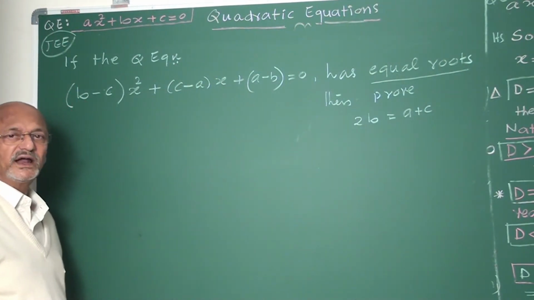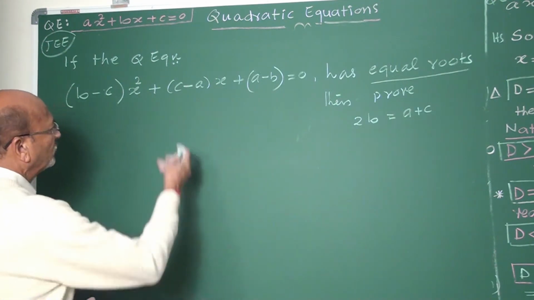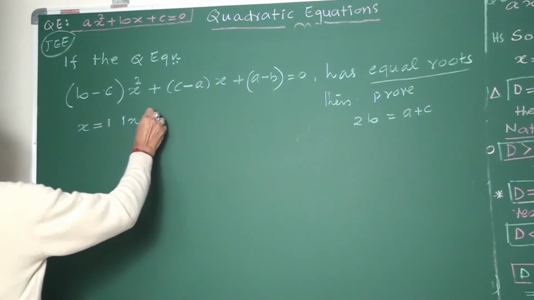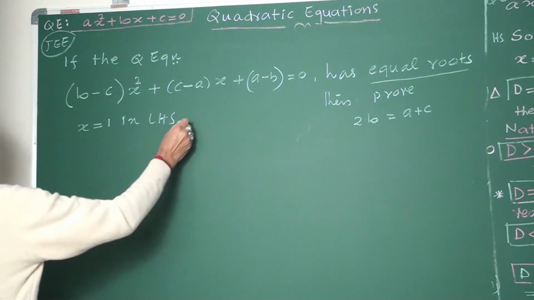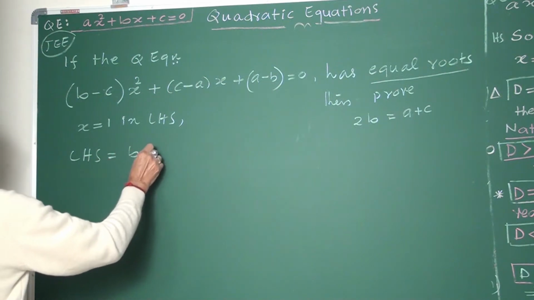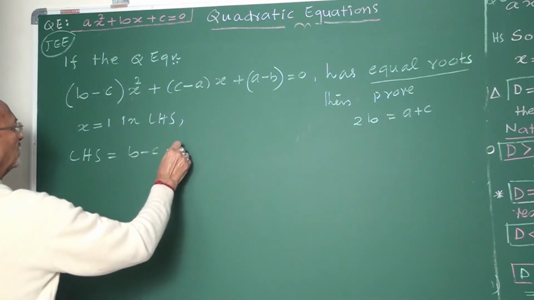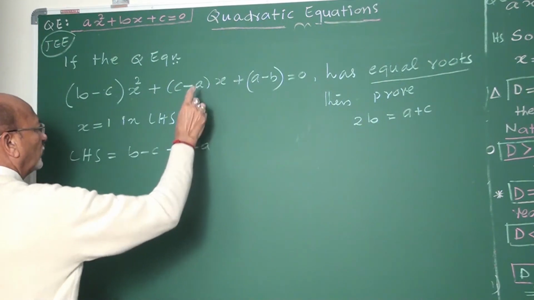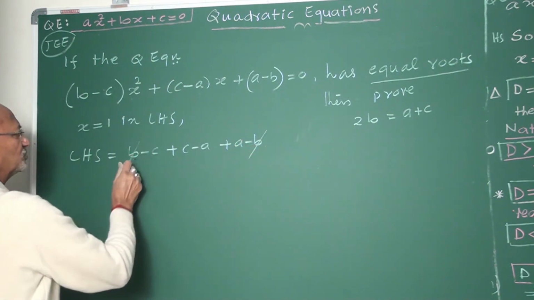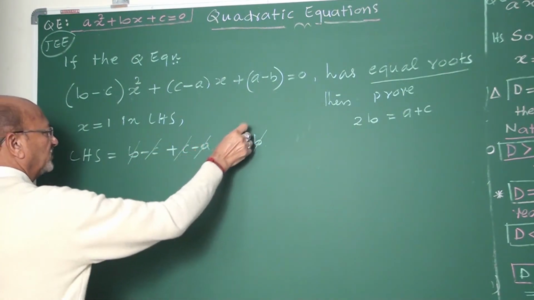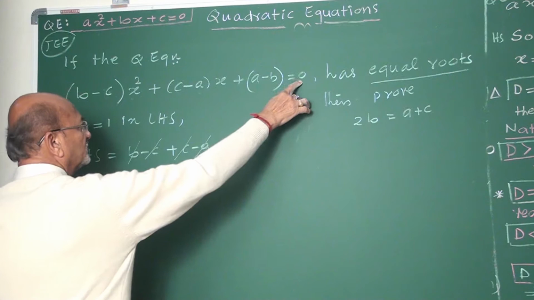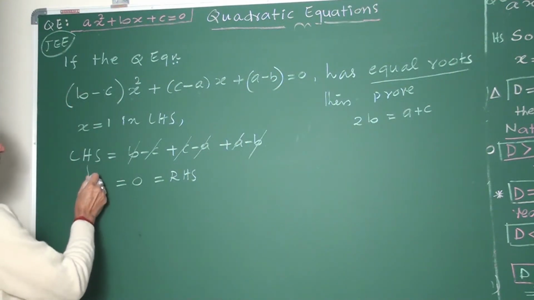But in this case, there is one advantage. Tell what is the advantage? If you put x equal to 1 in LHS, you get LHS equal to, see my friend, b minus c into 1, x is 1, plus c minus a into x is 1, plus a minus b. Minus b cancels with plus b, plus c with minus c, minus a with plus a, it gives 0. 0 is RHS. Then you get LHS equal to RHS.